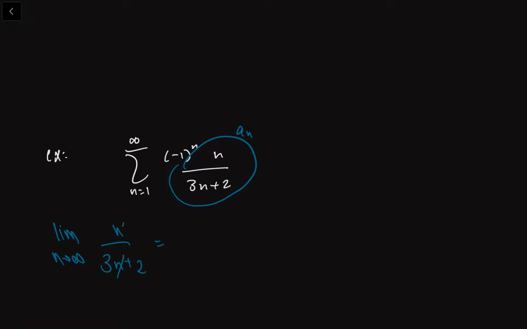This n is kind of going to cancel what this n does. That 2 doesn't matter, so we get 1/3. Oh, wait a second. 1/3 is not equal to 0, so we don't even have to do the alternating series test. We could just say it diverges by the divergence test, right? Because the limit is not 0.